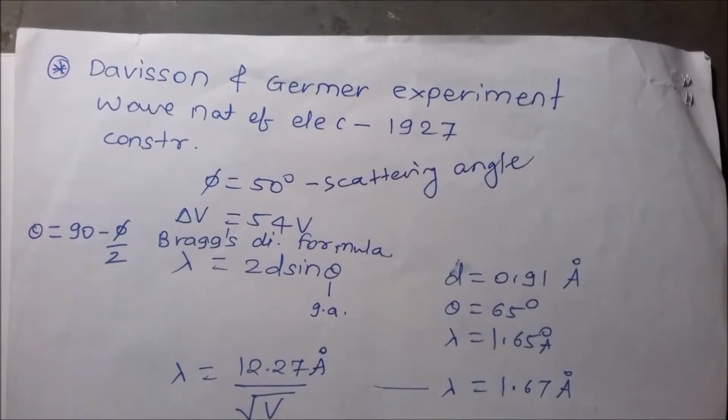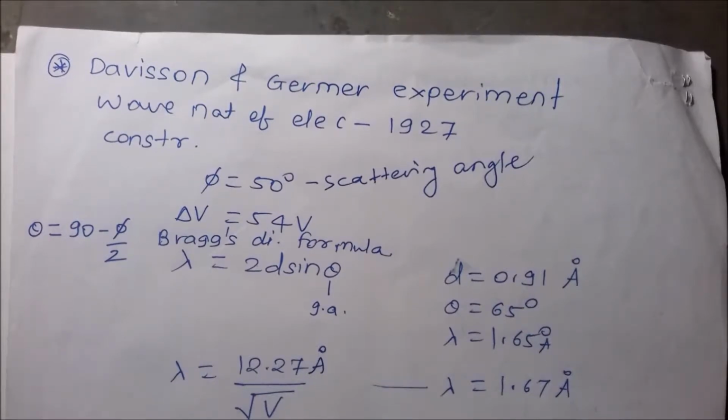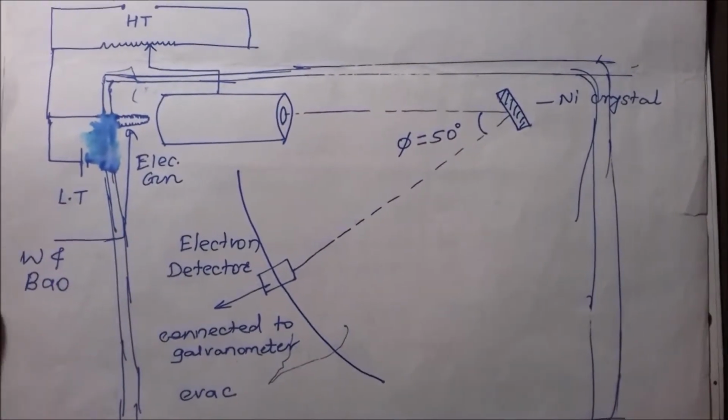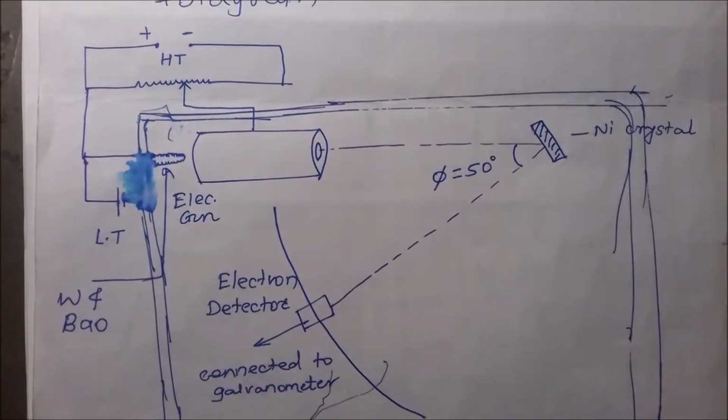Then finally, Davisson and Germer experiment. It was performed in 1927 and 1928 respectively by Davisson and Germer. It proved wave nature of electron. So this is the arrangement of the experiment.